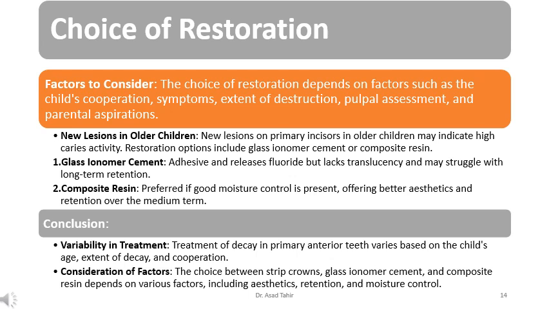Conclusion. Variability in treatment. Treatment of decay in primary anterior teeth varies based on the child's age, extent of decay, and cooperation. Consideration of factors. The choice between strip crowns, glass ionomer cement, and composite resin depends on various factors, including aesthetics, retention, and moisture control.